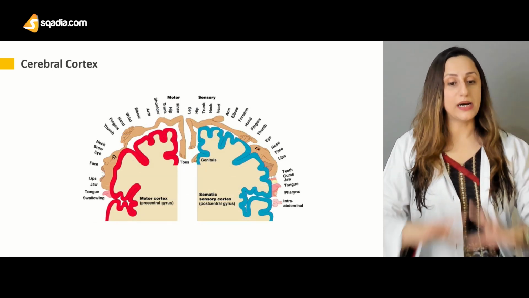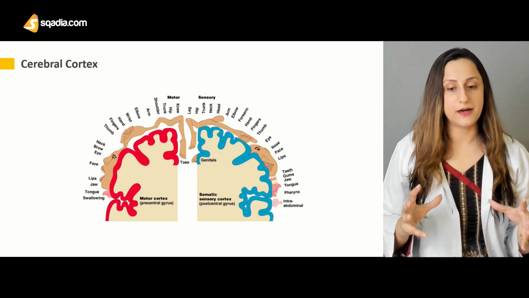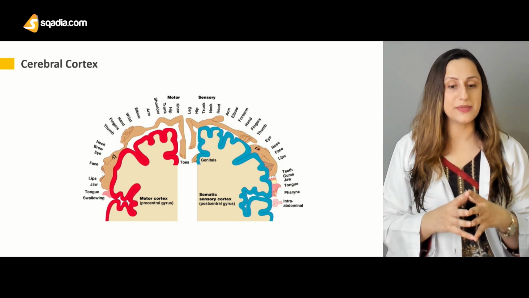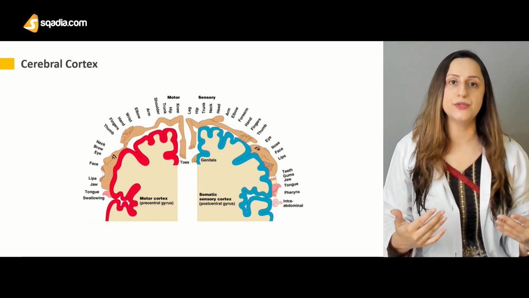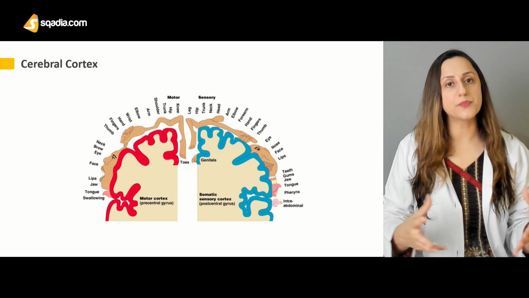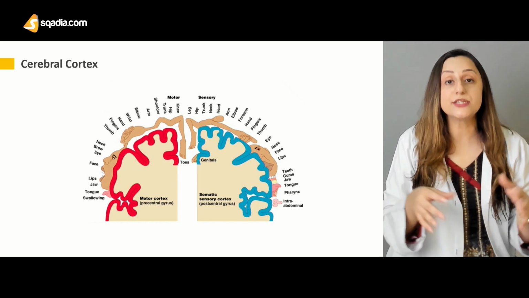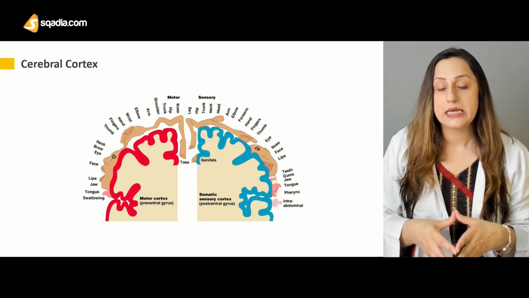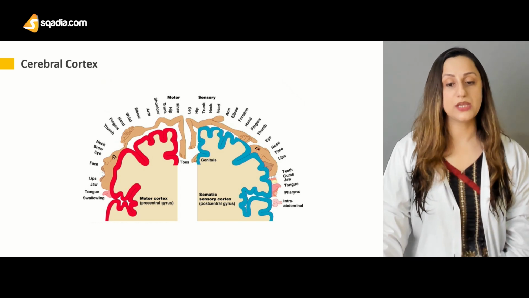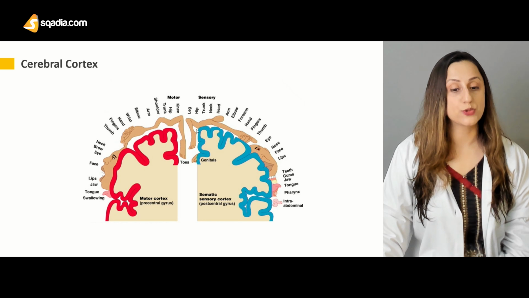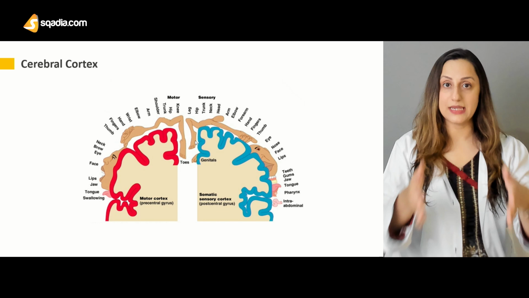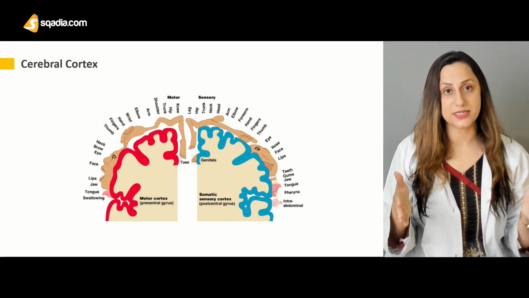Now, this is a homunculus. This particular diagrammatic representation is a homunculus, and it refers to a vague representation of how the different parts of our body are represented on the cortical regions. If you look at it, you would find that the legs are lying in close relation to the median sagittal sulcus, which is present in between the two cerebral hemispheres.